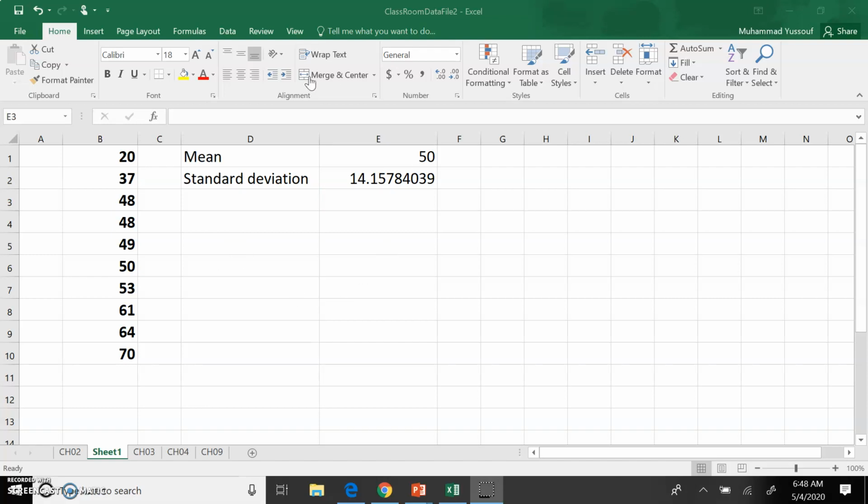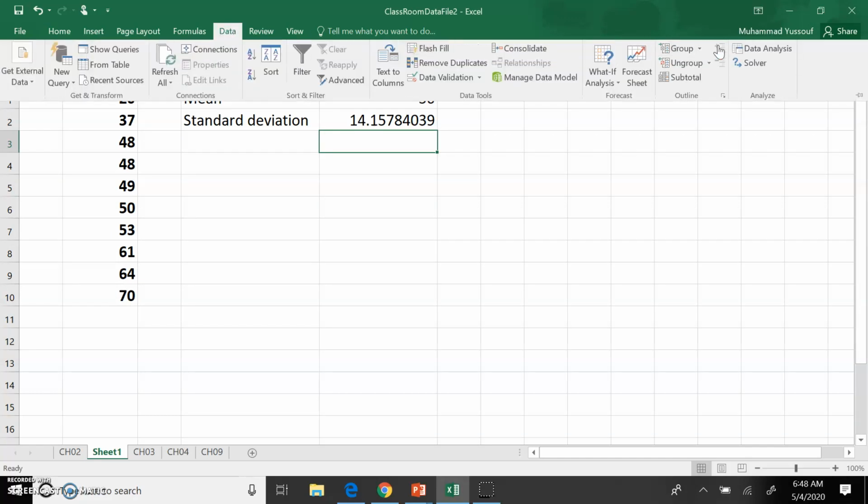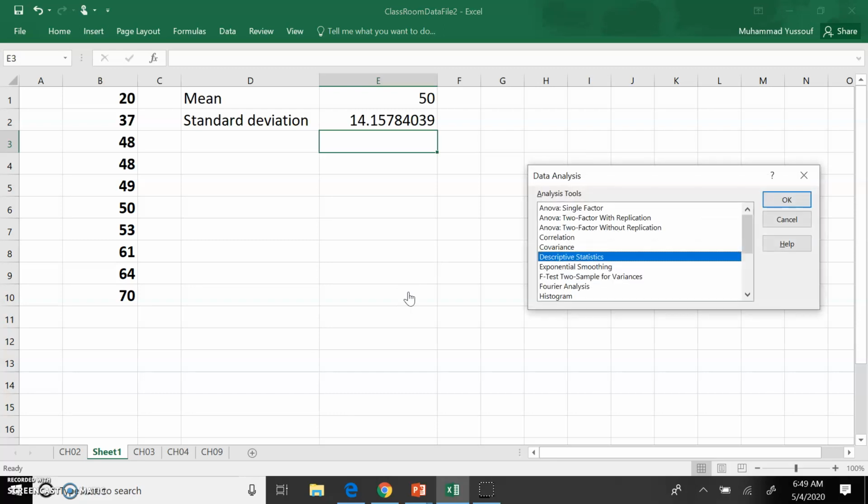I'll tell you the second method. For the second method, you go to Data. When you click on Data, you find a Data Analysis toolbar. Look at this one I'm talking about. Look at my cursor, Data Analysis. So you click on Data Analysis, and now it is asking, are you interested in descriptive statistics? Yes, we are interested. By default, this is the first choice. You say, yes, I'm interested.